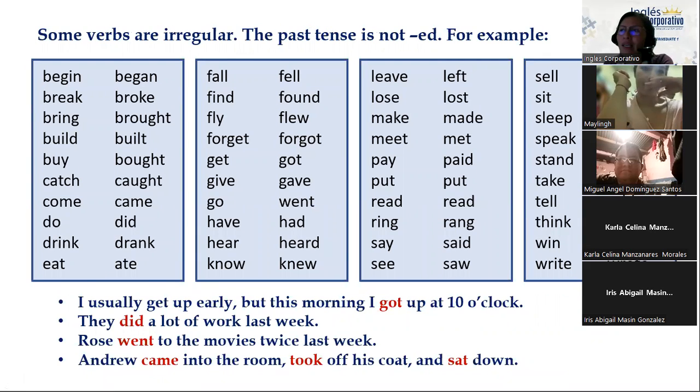Ahora bien, with the irregular verbs, chicos, the past tense is not -ed, right? Entonces, el pasado ya no va a ser así como lo que vimos, pero por ello yo les compartí unas listitas de verbos, right? So, I shared with you two lists, and one of them even has the translation into Spanish, right? Una tiene la traducción en español, que creo que es la que estoy viendo acá. Yep. So, this one has a translation in English, right? Se lo voy a volver a pasar de nuevo.